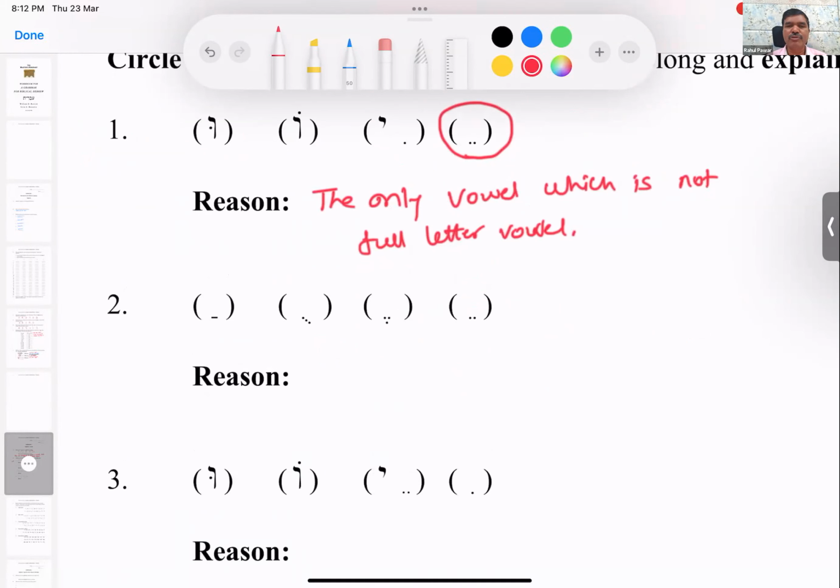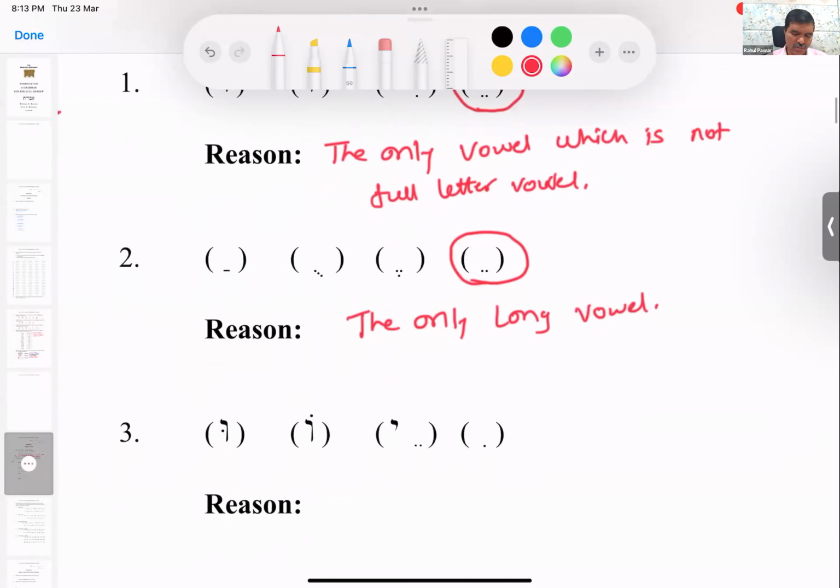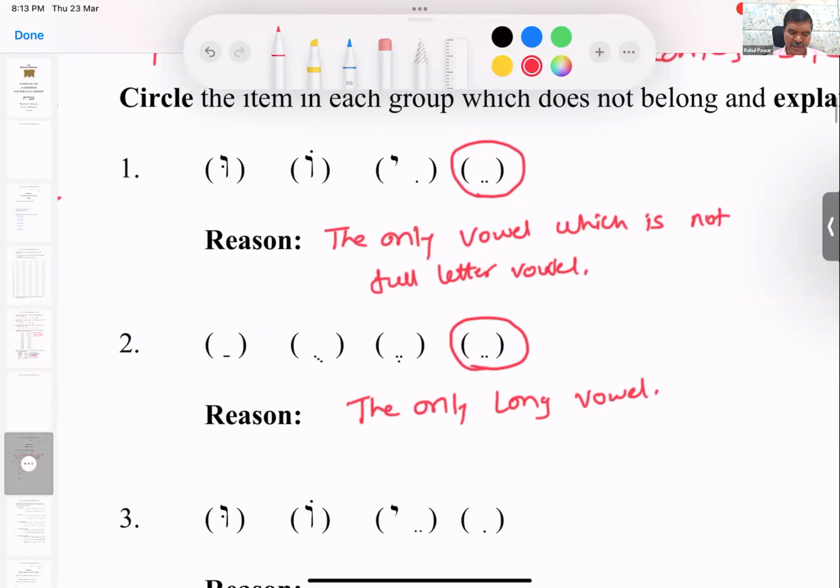Now, in second, which you will circle? Sere, then there is a Segol, Kibbutz, and Pathach. Okay, tell me, Segol, whether it is a short vowel or a long vowel? Short. Kibbutz, short. Pathach, short. And Sere? Sere is the only long vowel. So reason, the only long vowel. Or you can say the only vowel which can be used as a part of the full letter vowel, Sere.